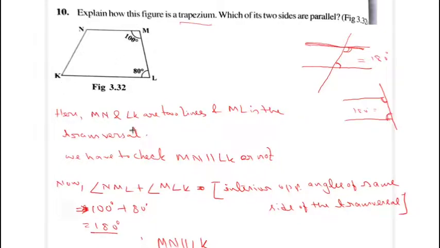The other two sides are obviously not parallel; from the picture it is clear. As this figure has only one pair of opposite sides which is parallel, it is a trapezium. So yes, MLKN is a trapezium. Hope it is clear to you. Now move to question number 11.